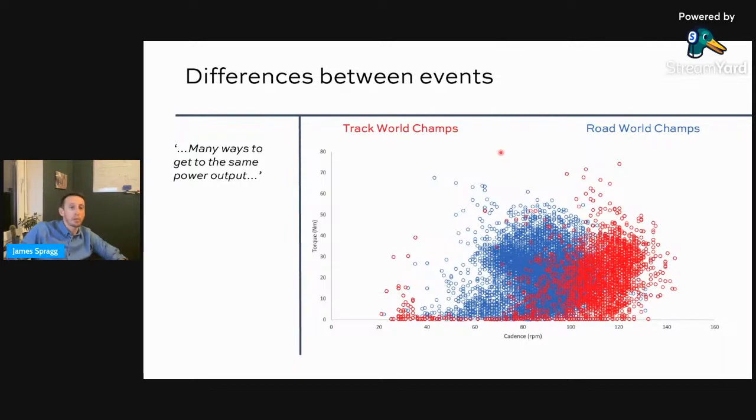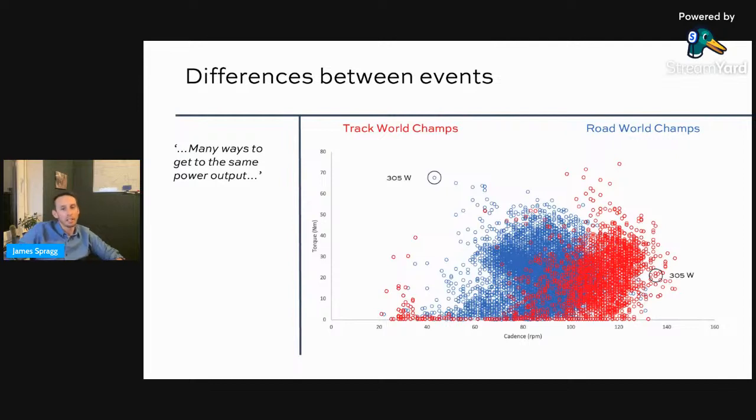Here's data from the Track World Championships. Again, a female athlete, and this athlete was actually top 10 in the world. This data is recorded in the Omnium event, so obviously a little bit of a difference in the event. We've got one event that's 3.5 hours long in terms of Road Worlds, and one that's four times around 12 minutes, something like that. But we can see there are very different patterns in the relationships between these two events.